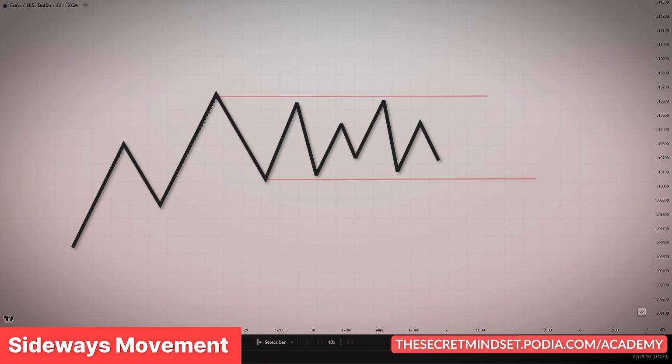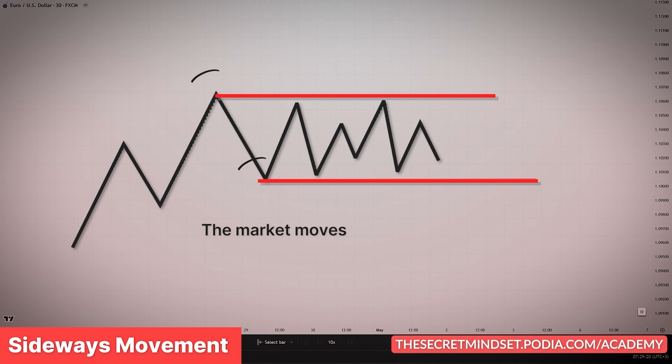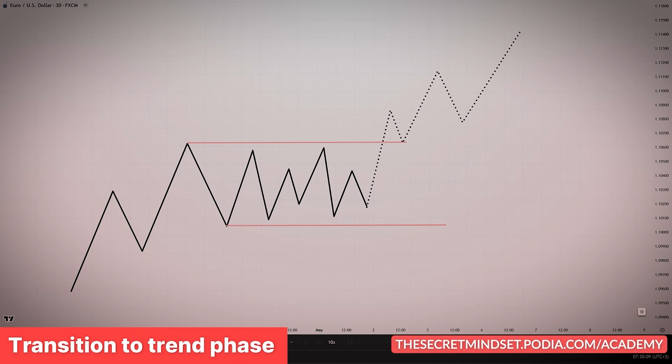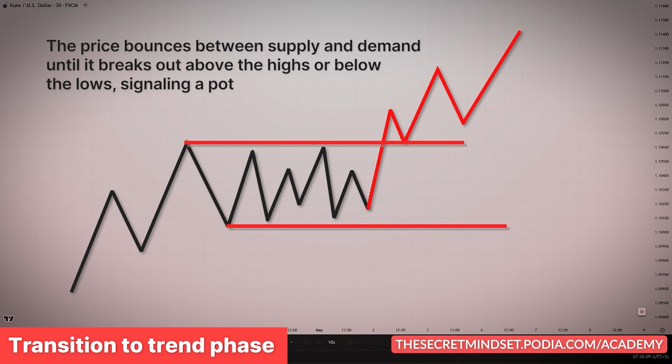Sometimes the market takes a breather and moves sideways between trends. This happens when the highs and lows are roughly equal, creating a tight range. We call this a consolidation period. The price stays stuck, bouncing between supply and demand until it finally breaks out above the usual highs or below the normal lows of that channel. That's when a new trend could be born.